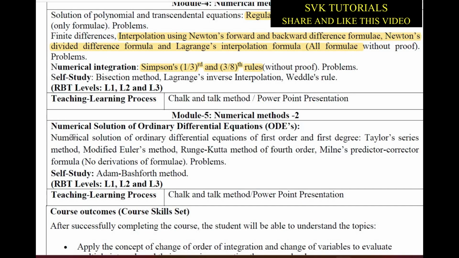Moving on to module 5, it is again a continuation of numerical methods. So you are going to have the modified Euler's method, Runge-Kutta method, Taylor's method, and Milne's predictor corrector formula. So you are going to have hardly 4 methods. You can study easily and you can score very good marks in this module. In these two modules, you can score a maximum of 40 marks.